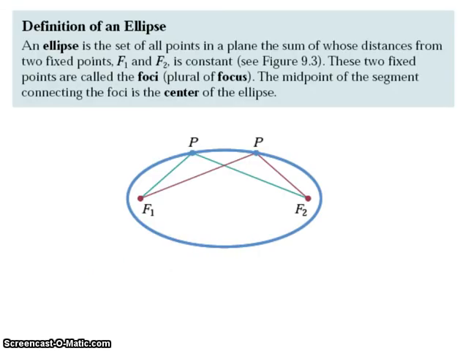Let's look at the definition. An ellipse is the set of all points in a plane, the sum of whose distances from two fixed points, f1 and f2, is constant. The sum of those two distances, that was the string that we just dealt with. Those two points, f1 and f2, are known as the foci, or the focus points.